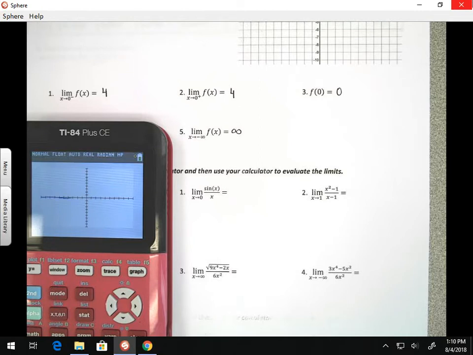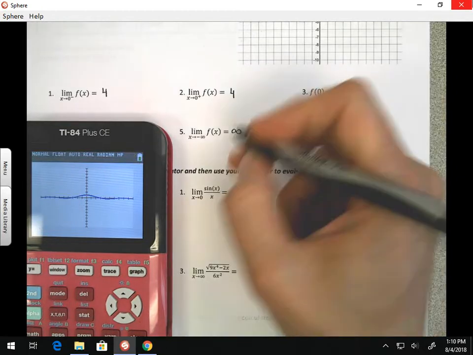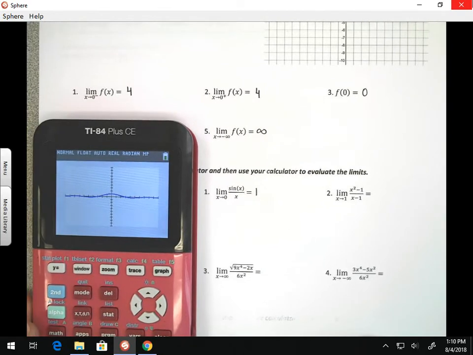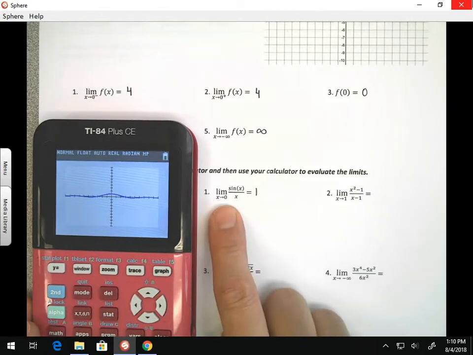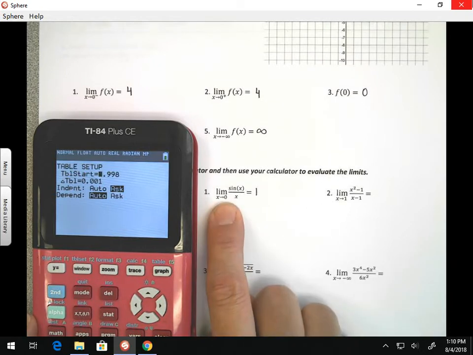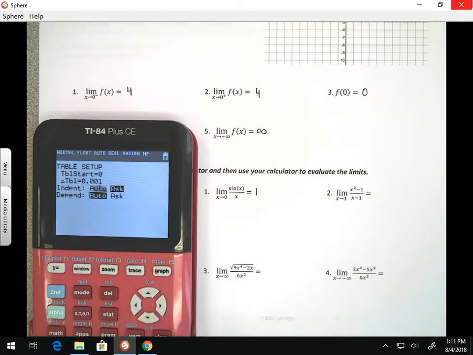Now, sometimes it's going to be really easy to tell just looking at the graph what the value of that limit is. So as I'm looking at my graph, I would say that that limit is equal to 1. But I want a way to double check that to make sure it's actually 1. So I like to use the table feature in my calculator. I'm going to go to second window, so I get my table set. Since my limit is approaching 0, for my start value, I'm going to type in 0. And I want it to auto-generate everything else. So let's look at our table.